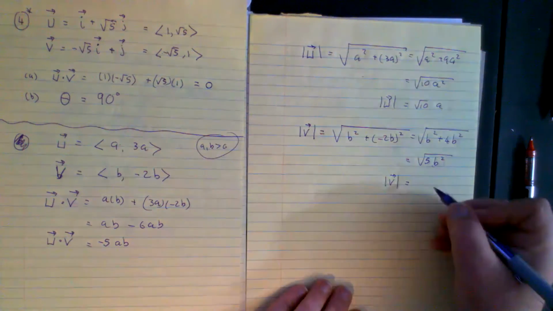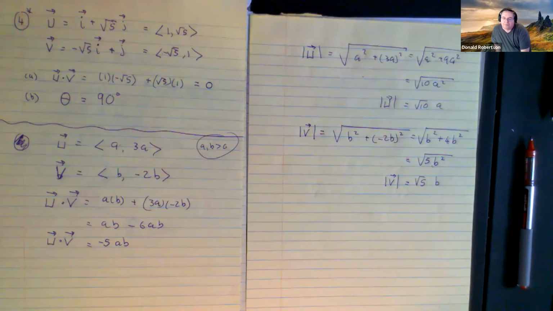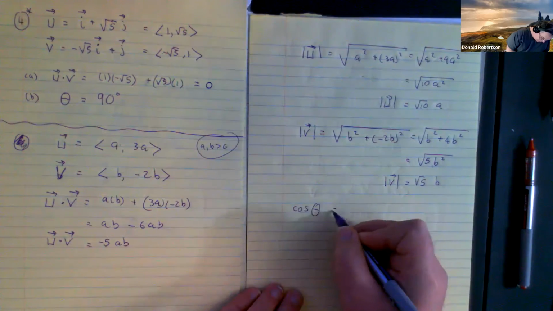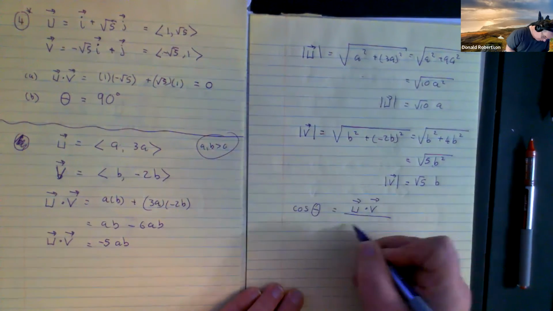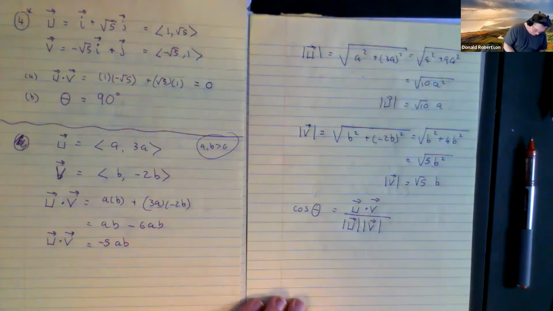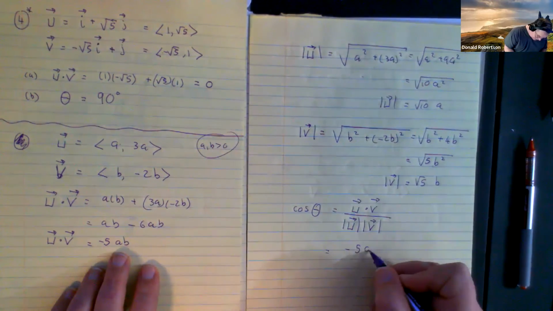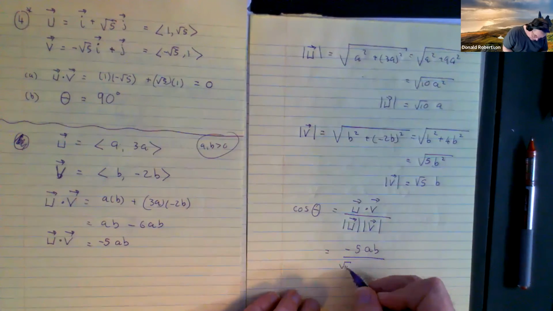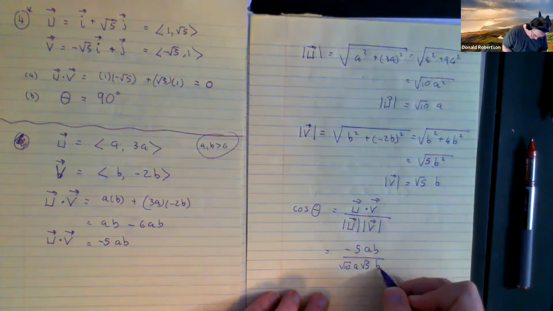B times the square root of 5. Okay, square root of 5B or B square root of 5. Now I'm going to put in our formula and see where it leads. It's the dot product divided by the magnitude. Looks like that. The dot product is negative 5AB. This guy is square root of 10A, and this guy is the square root of 5B.